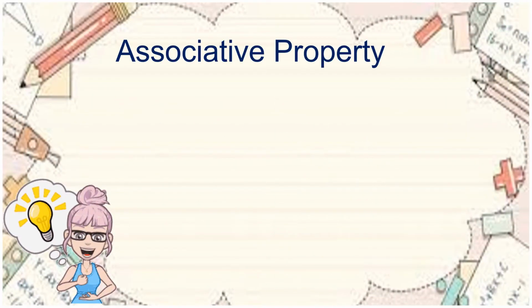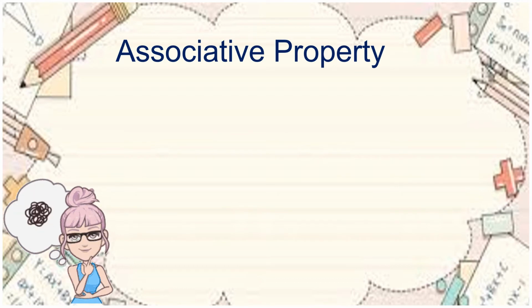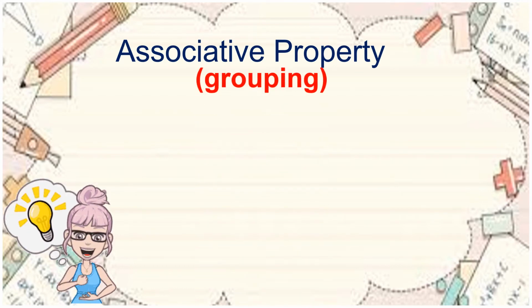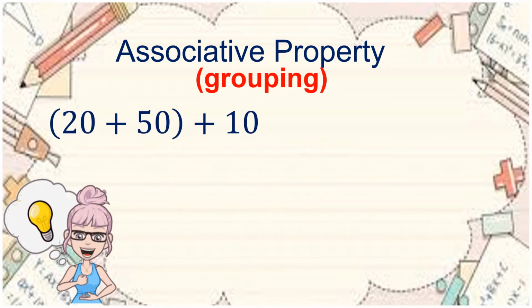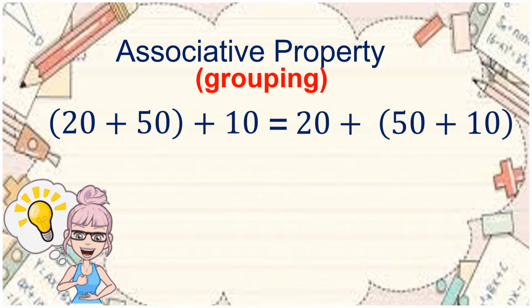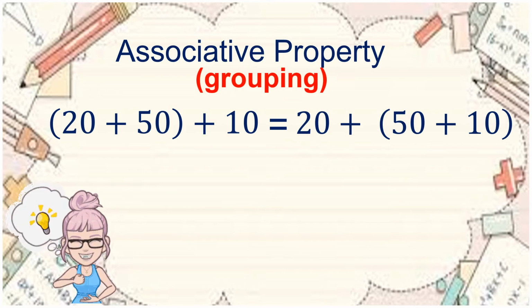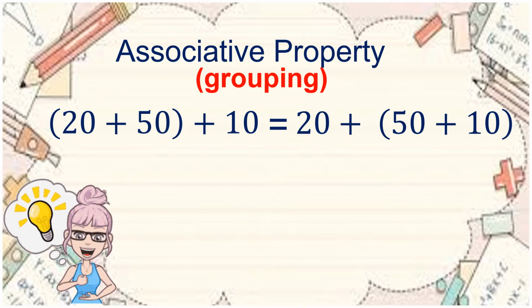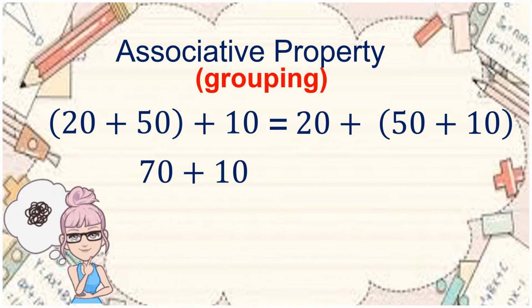So let us have some examples for associative property. Take note that for associative, the keyword is grouping. Supposing we have 20 plus 50 plus 10. It would be equal to 20 plus 50 plus 10, regrouped. What is 20 plus 50? Very good. It is equal to 70. So we have 70 plus 10.